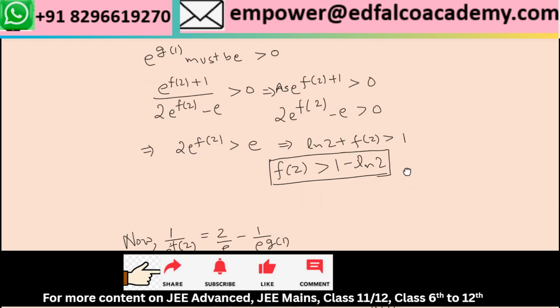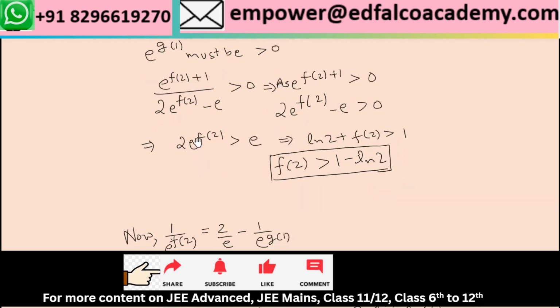And if that happens, then basically 2 e to the power f of 2 should be greater than e, and taking the natural log on both the sides, it will become ln of 2 plus f of 2 greater than 1. So that means f of 2 is greater than 1 minus ln 2. So this was one of the options that was given, and we have got that f of 2 is actually greater than 1 minus ln of 2.